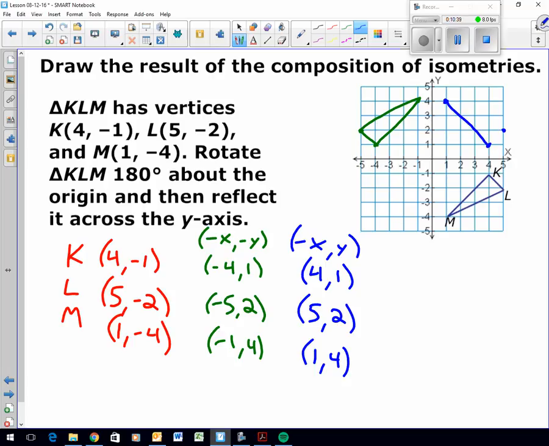That is my composition of transformation with a new KLM. So A prime, L prime, M prime. I have a rotation and then a reflection. Reflections are easier.